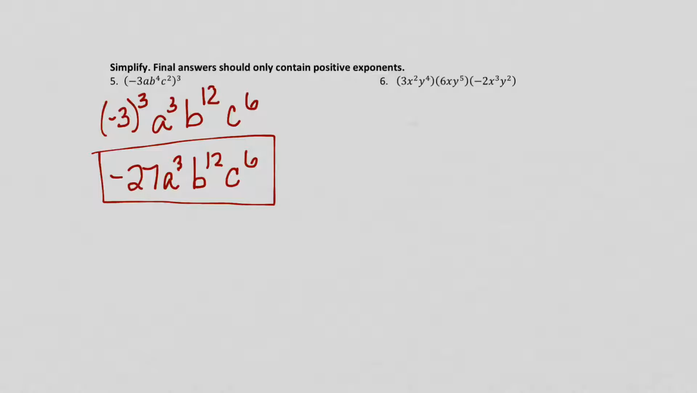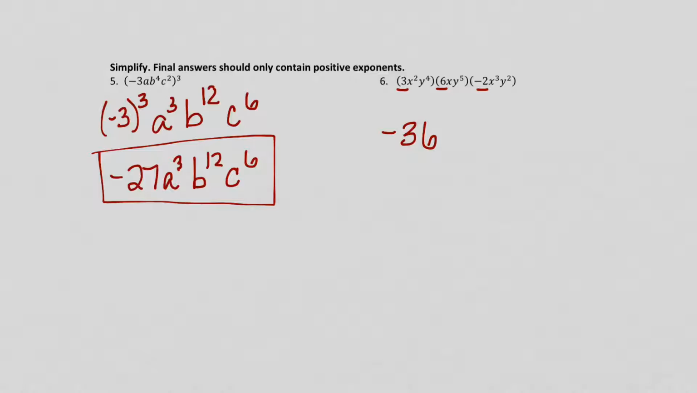Number 6, we are multiplying. So this is our product rule. So let's first just worry about our coefficients. Follow through with the multiplication. So I'm going to multiply 3 times 6 times -2. So 3 times 6 times -2 would get me -36.